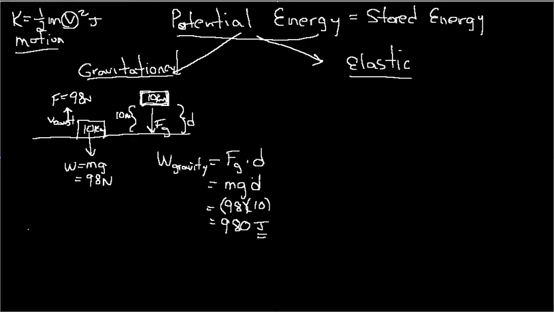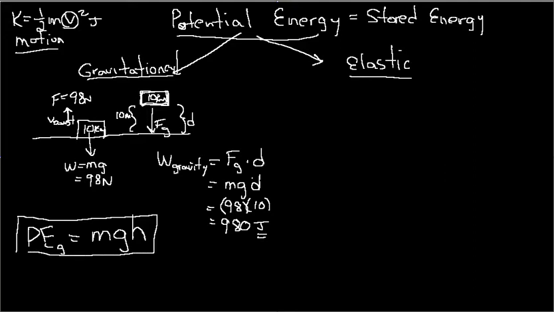So I'm going to make a definition here. Potential energy for gravity is simply the mass of the object times the acceleration due to gravity, that's the force of gravity, times the height of the object, that's the displacement. So potential energy, we remember this formula, is m times g times h for the height.